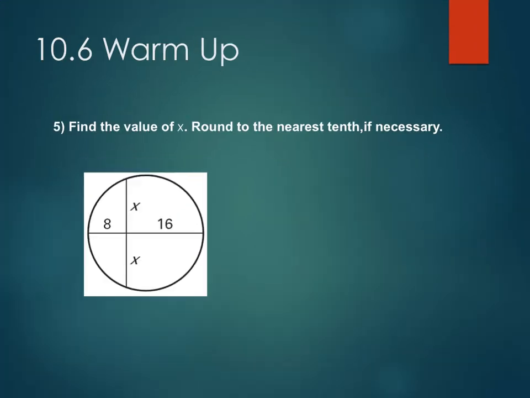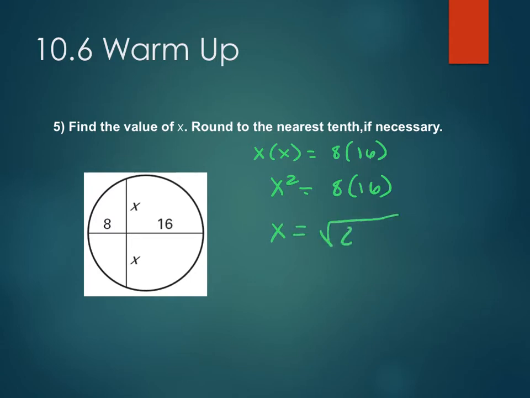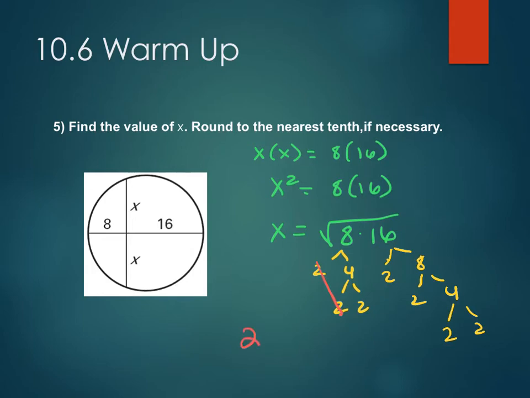All right, and we're back to the chord, right? So this x times x equals 8 times 16. X squared equals 8 times 16. We're going to have to square root, so save yourself the work of multiplying out the 8 and the 16. Now I'm going to break it down. So this is 2 and 4, 2 and 2, 2 and 8, 2 and 4, 2 and 2. And then each pair of 2's, one goes to the outside.